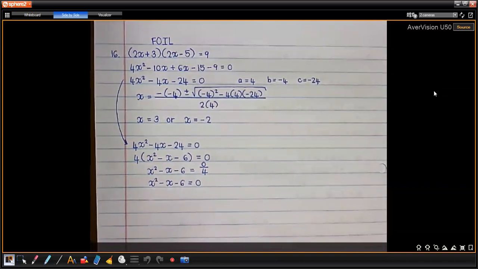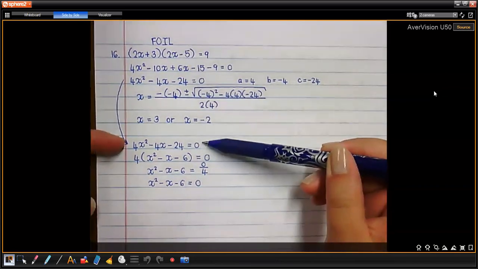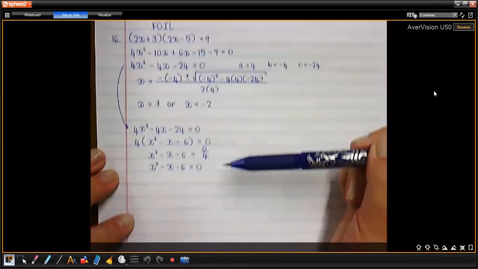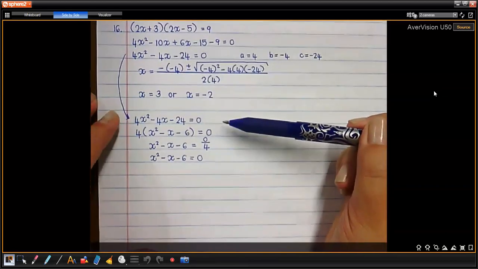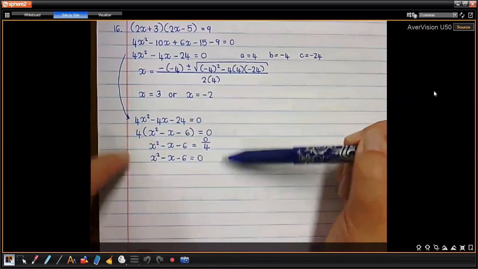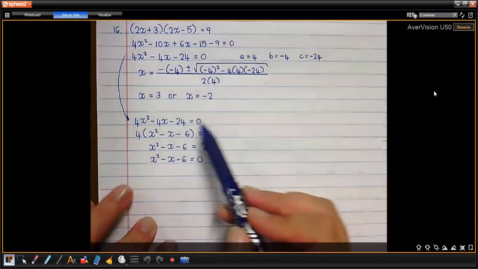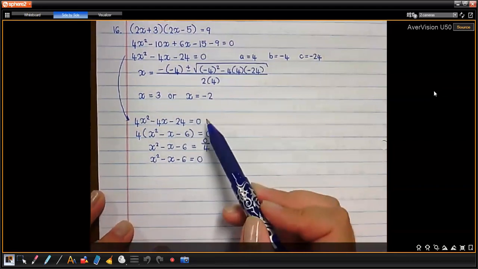Because 0 divided by anything is 0. Now in grade 10, they probably would have jumped from there straight to there, and you might not have understood. Or even in grade 9, you could have done that. Maybe you didn't understand where that 4 is going, or why you can just do that. It's because of that 0 on the other side.